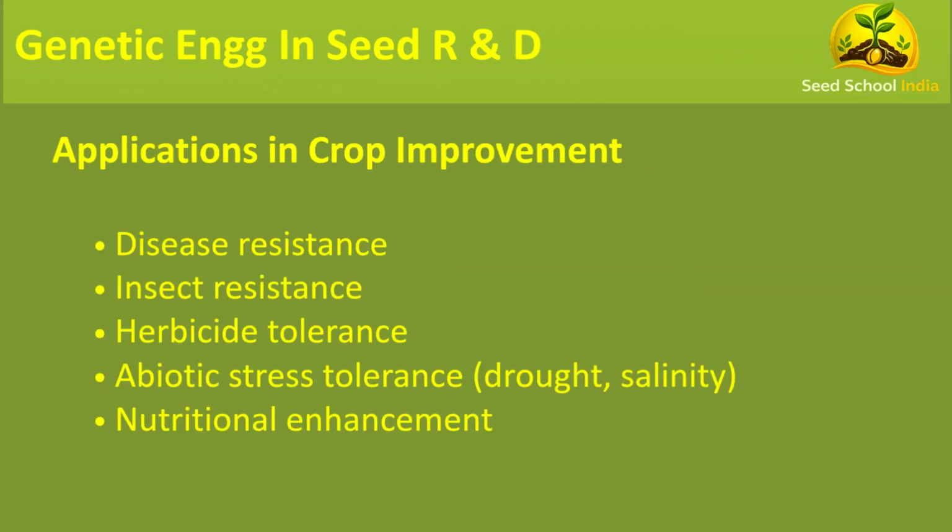Genome editing has numerous applications in crop improvement. It can be used to develop disease-resistant plants, improve tolerance to environmental stresses, enhance nutritional quality, and increase yield. By targeting specific genes, scientists can create crops that are better suited to modern agricultural challenges.